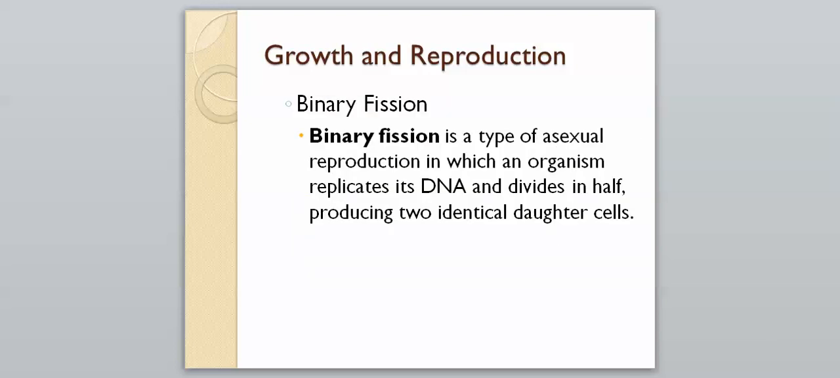In binary fission, which is a type of asexual reproduction, they don't need a partner to do it, they just do it on their own, in which an organism replicates its DNA and then divides in half, producing two identical daughter cells. Binary fission is just a fancy way to say it basically splits itself in half, and then they have two identical copies of what they had before.